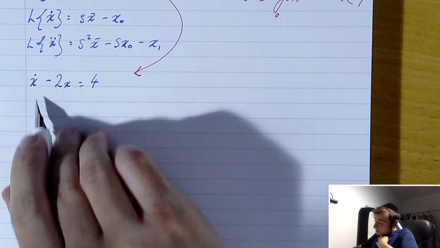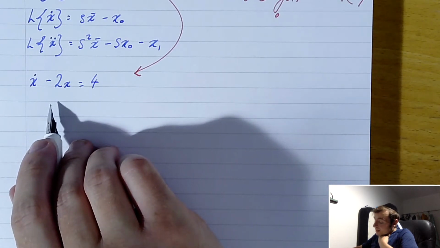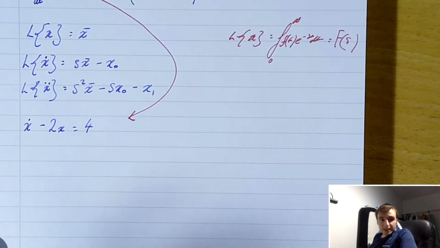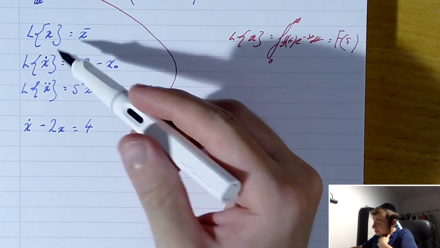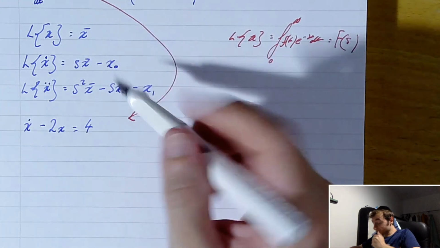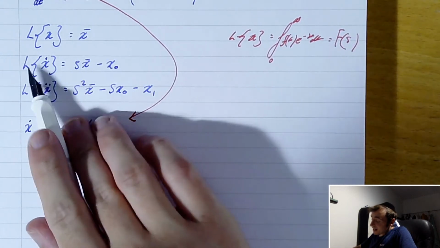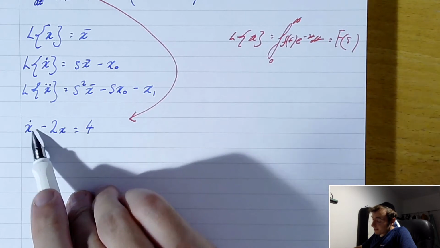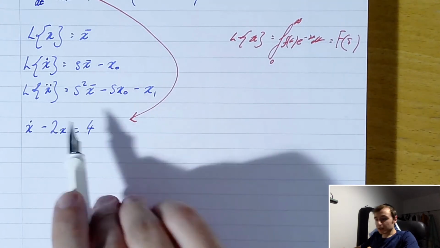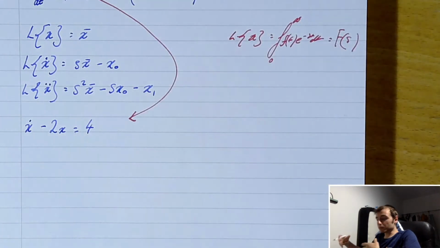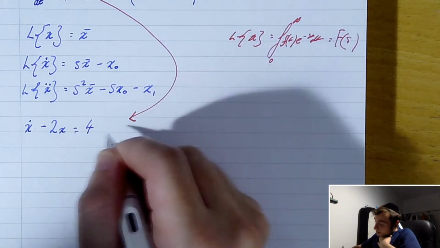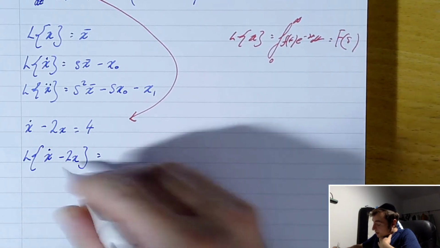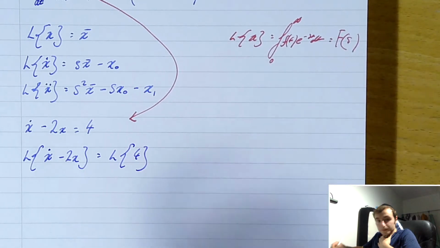And now what we can do is say the following. We know the Laplace transform of these things is these things, yeah? So if we Laplace transform the whole of the left-hand side, we can say that that's going to be equal to the Laplace transform of the right-hand side, yeah? So if we do the Laplace transform of x dot minus 2x, that has to equal the Laplace transform of 4, yeah?